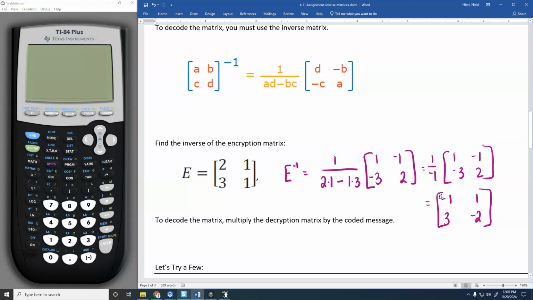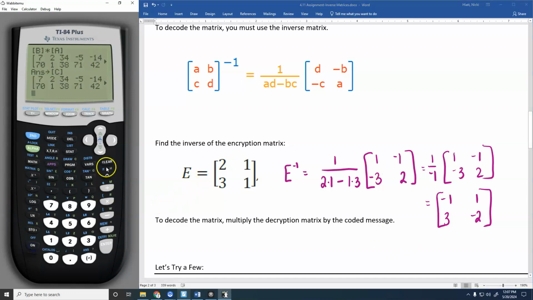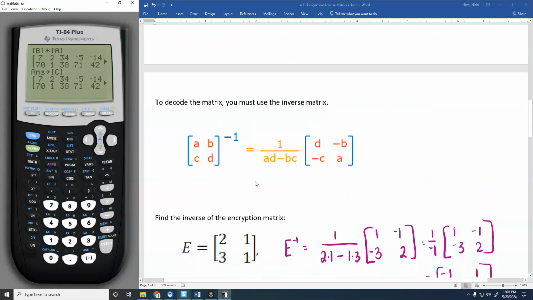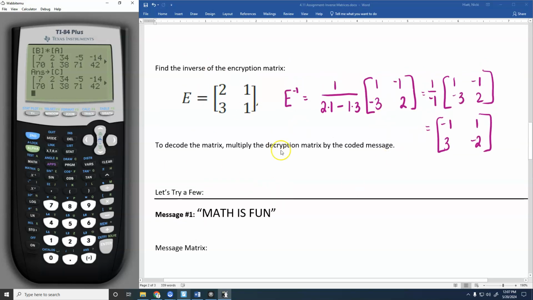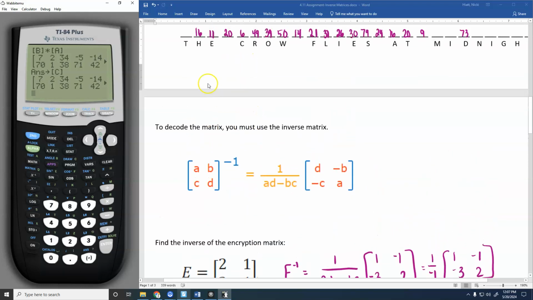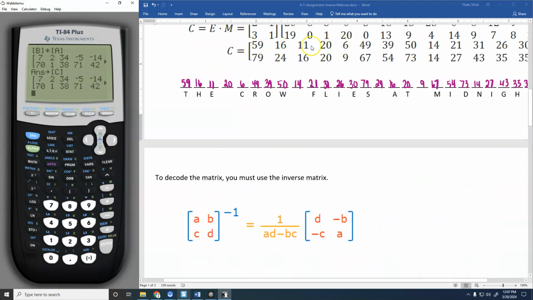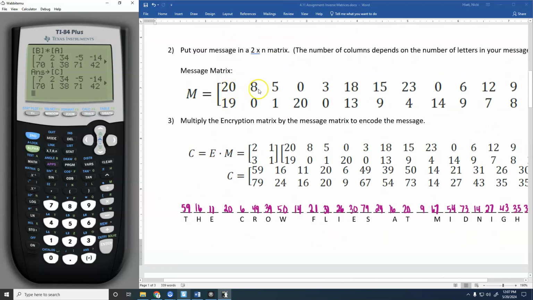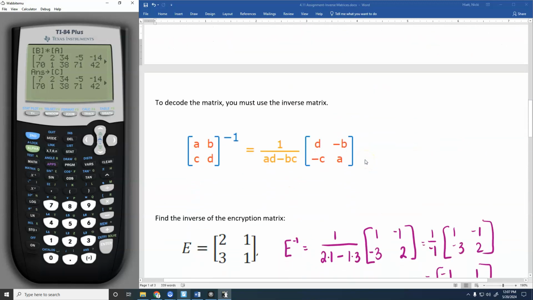Alright, so that is our decryption matrix, if you want to call it that. Here is our inverse of our encryption matrix. I'm just going to, we'll practice this on the next one where we're actually doing it. So if I multiply this matrix by this matrix of 59, 16, 11, 20, and so on, it'll get me back to the 28503. So I can do that there.